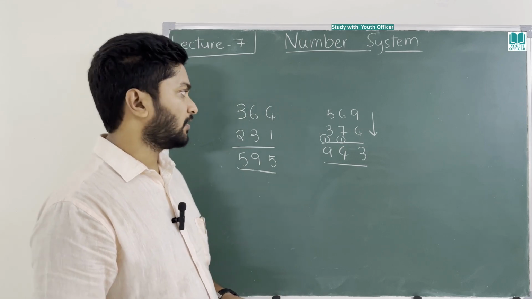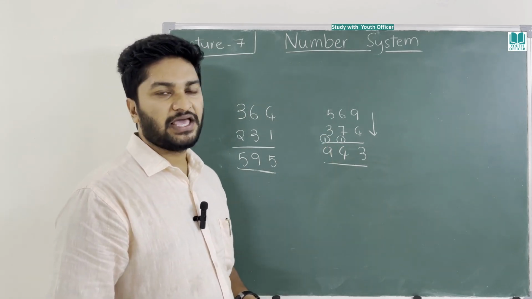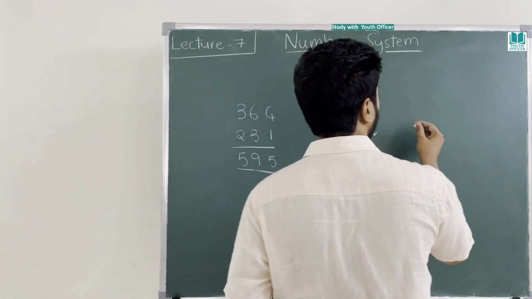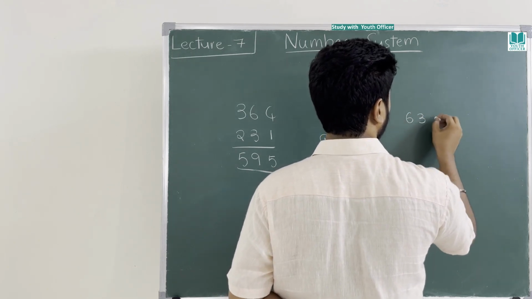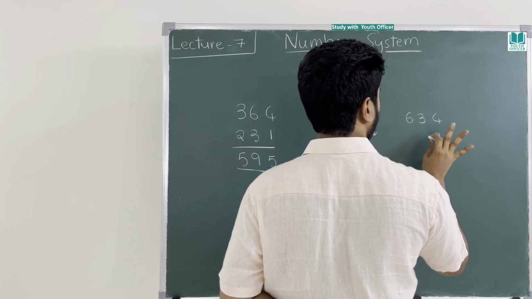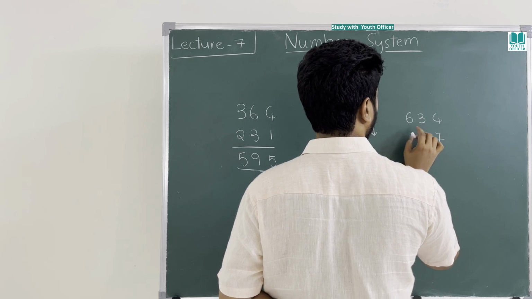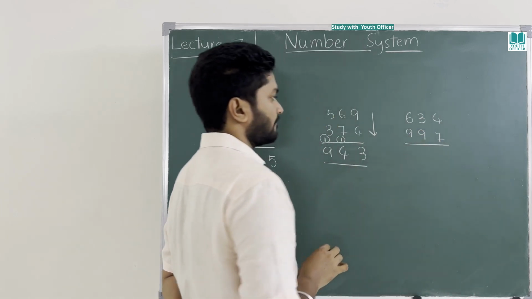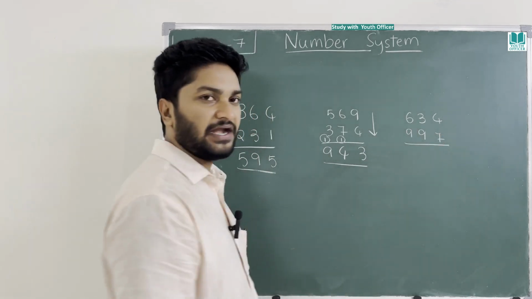Clear? Okay. But not always do you do the carry like this. I'll take some more examples, then I'll let you know. Let us take 634, and 997. 634 plus 997 you have to add.